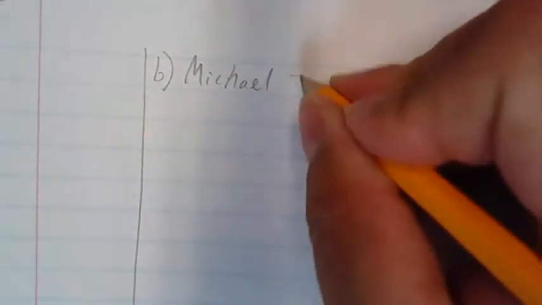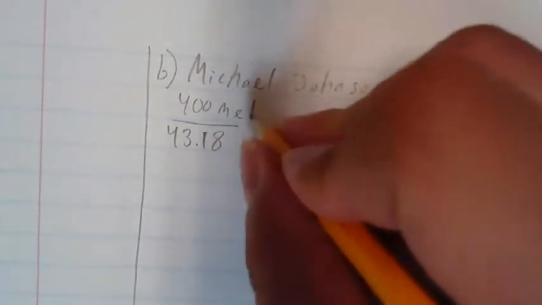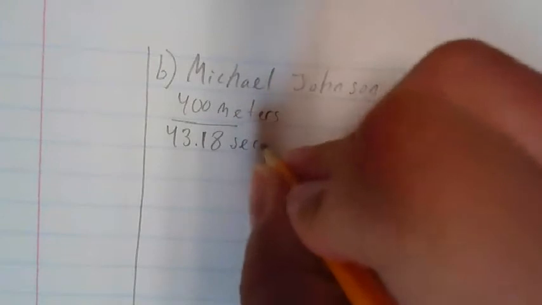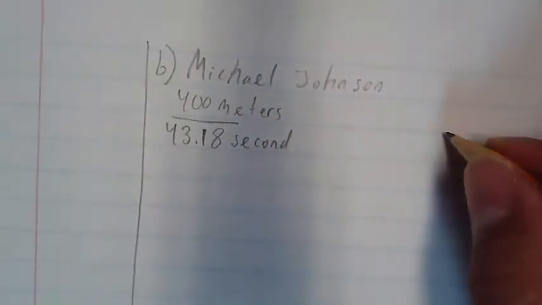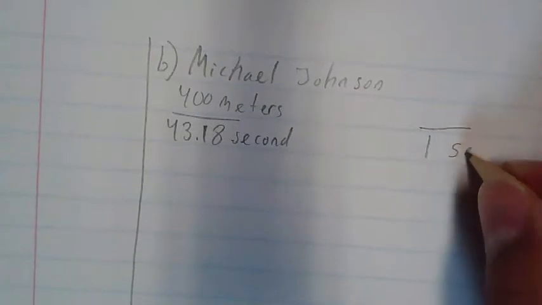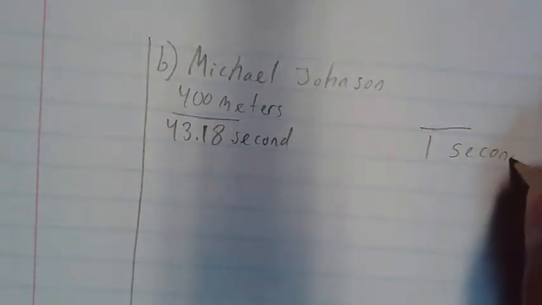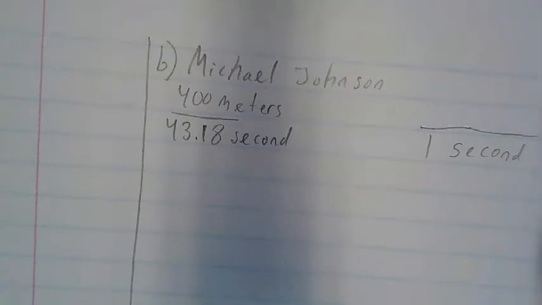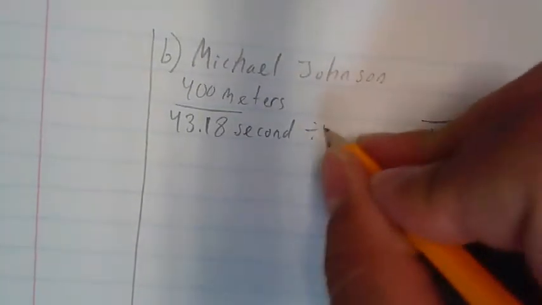All right, this is Michael Johnson. And we have 400 meters in 43.18 seconds. Oy, oy, oy. Okay. All right. Again, this is a unit rate. We want to know in 1 second how far this person ran, right? How far? So again, you're going to divide by 43.18.